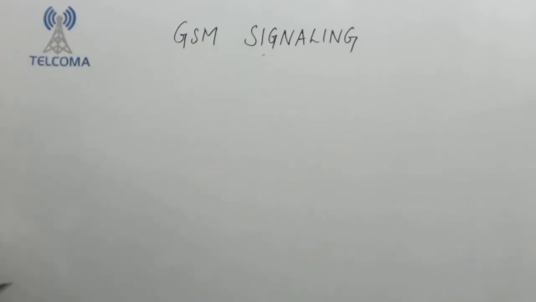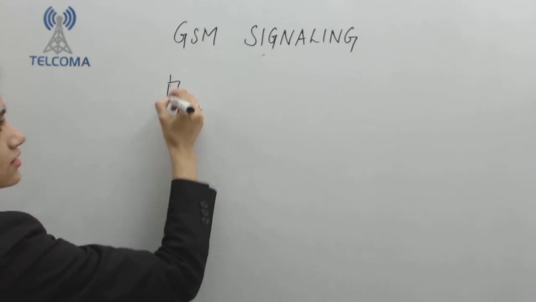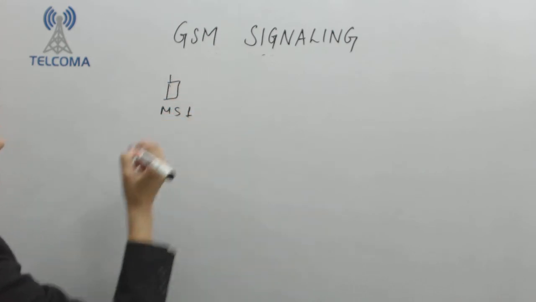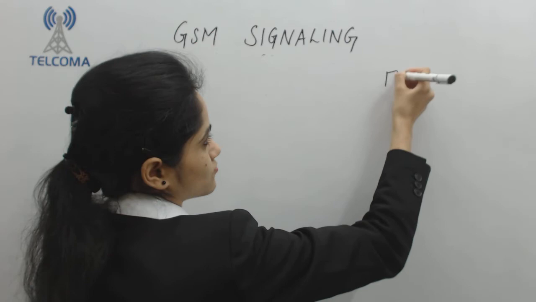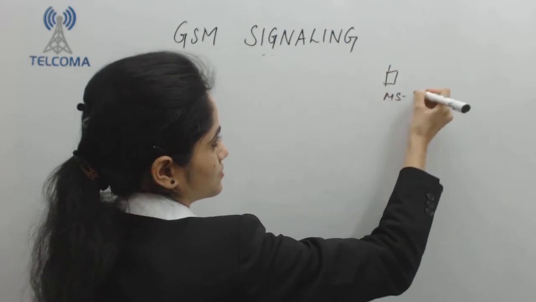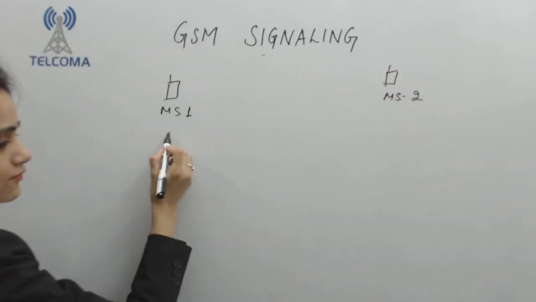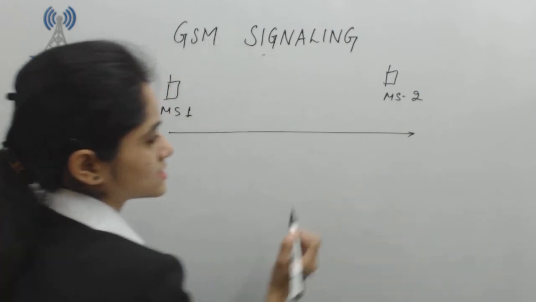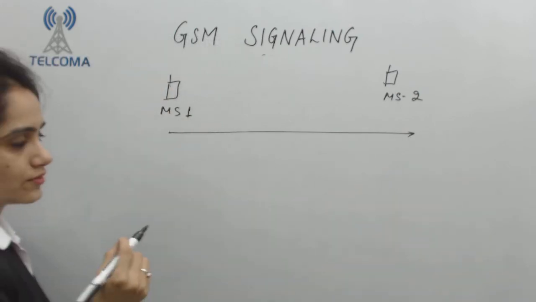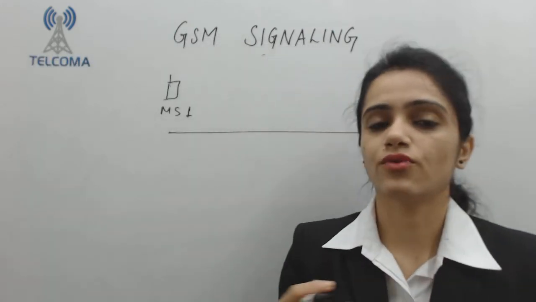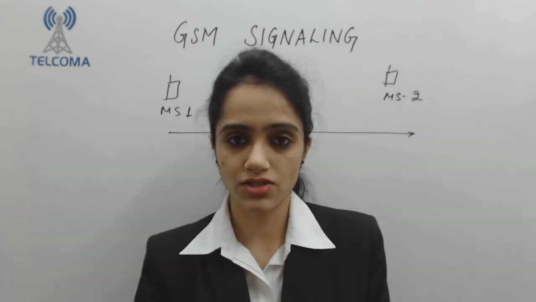MSISDN, like this is mobile station 1, and this one is mobile station 2. So I want to call mobile station 2. I want to initiate a call from mobile station 1, and I want to call to mobile station 2.